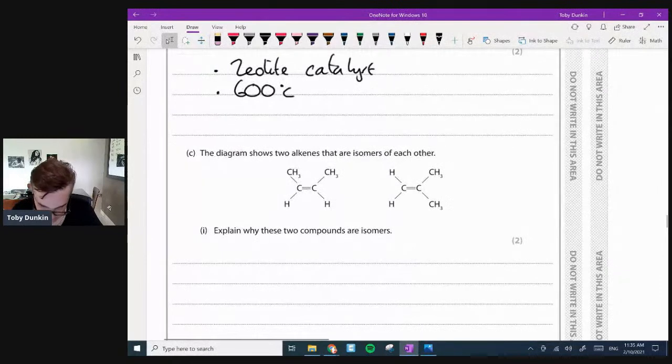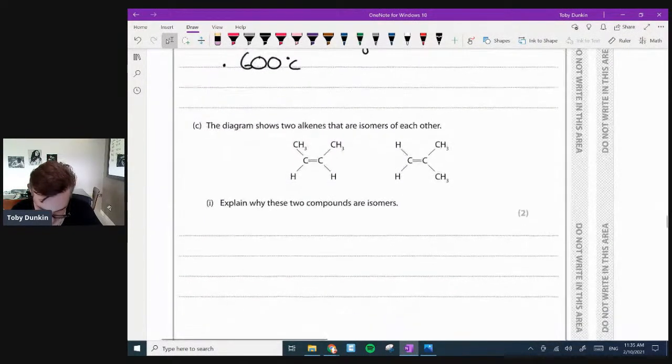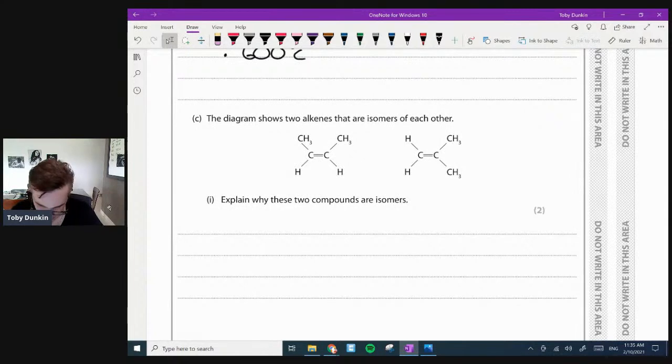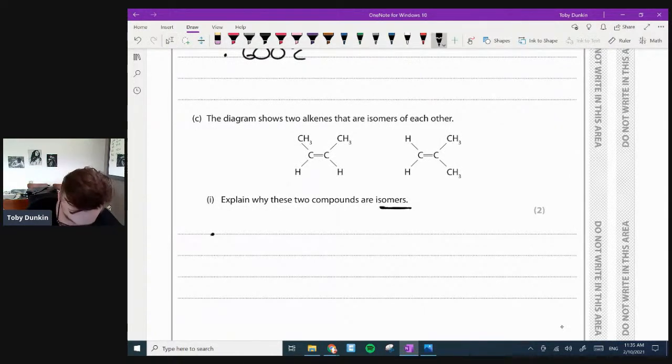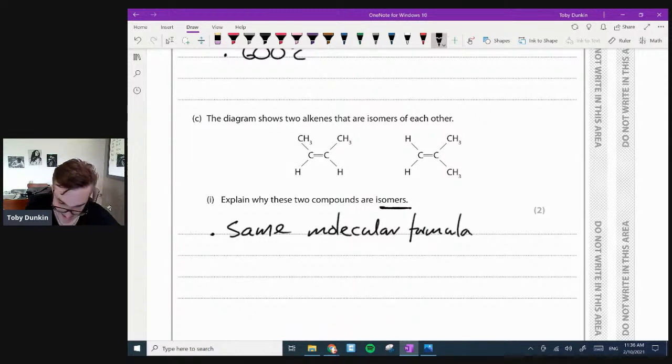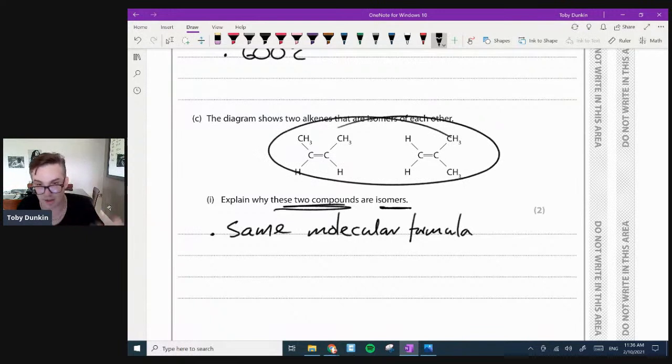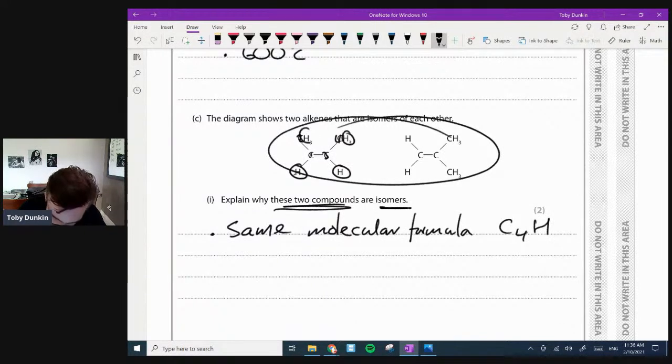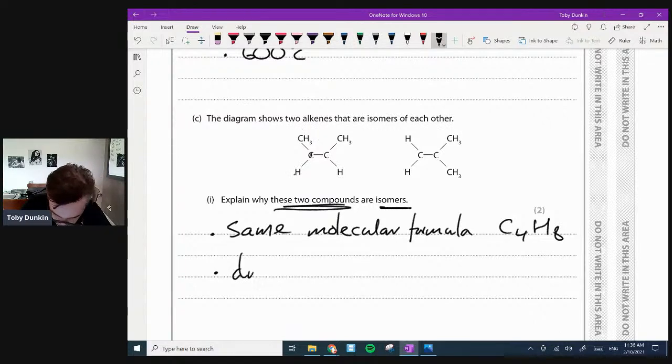The diagram shows two alkenes. Name why these two alkenes are isomers. The word isomer, same molecular formula. So now it says explain why these two, they've given us context, so we need to use the context. Same molecular formula, C4H8, there's 4 carbons and 8 hydrogens. Same molecular formula, different structural formulae.